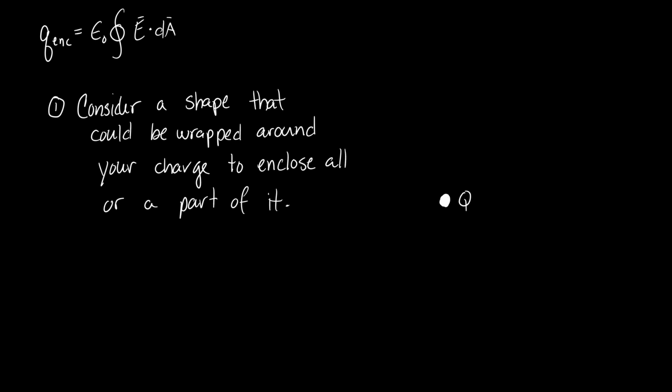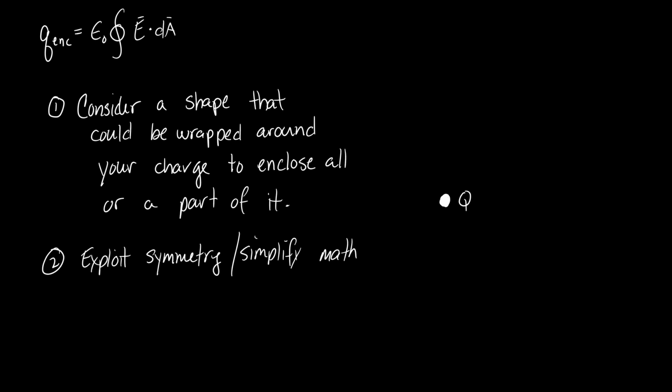So the first shape I'm going to use is a shape that I think is the wrong one to use. And you'll see why right away. So I want to exploit symmetry and simplify mathematics. So I'm going to choose a shape I know will not work. And I'm doing this so that we can understand what we're looking for when it comes to symmetry.